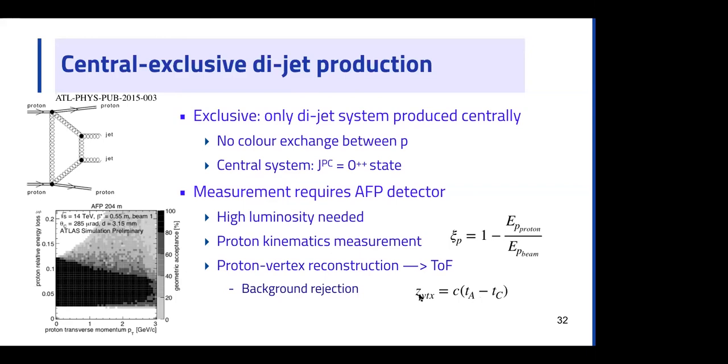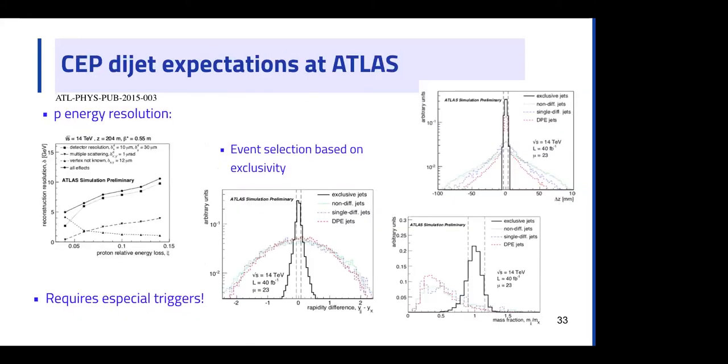And therefore we can match the vertex position of the protons in AFP with the central detector, so with the vertex position of these 2 jets, and this will help us clearly reduce the background. In addition, the kinematics of these 2 protons should match perfectly well the kinematics of the jets, and this is also one of the properties we will use to clean up the events.